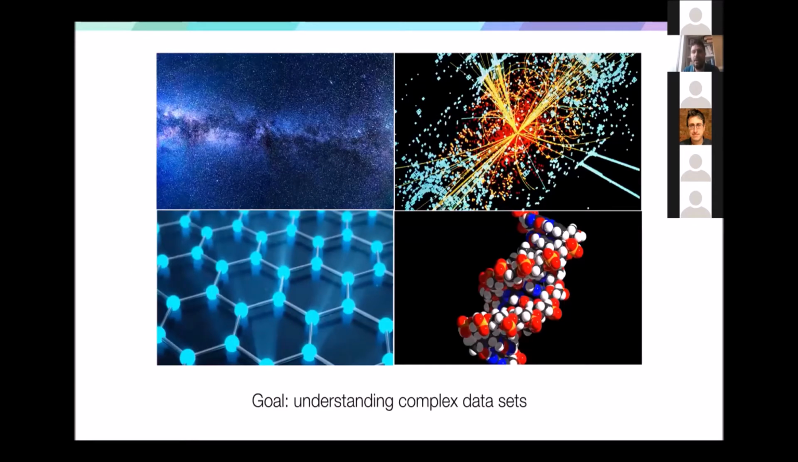The goal of machine learning, very broadly, is to understand complex data sets. And this can be from multiple domains. It can be understanding galaxies and distinguishing galaxies from stars in the universe. It could be classifying collision events in the Large Hadron Collider, generating molecules more efficiently to explore the large search space and potentially coming up with new drugs, or understanding complicated materials.